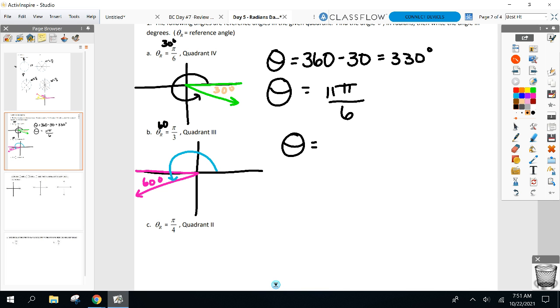60. Okay, so what do you want to do with the two? 180 minus 60? There was 180 and you went more, right? You added on, right? Plus 60. So what's my angle there? 240. There you go. Everyone see that? I went 180 plus an extra 60, my reference angle, to get to 240.